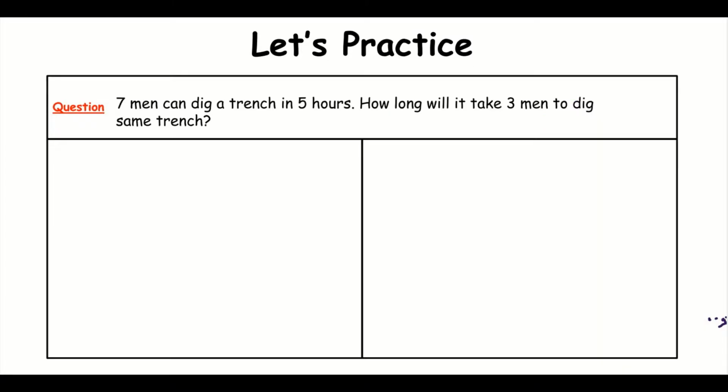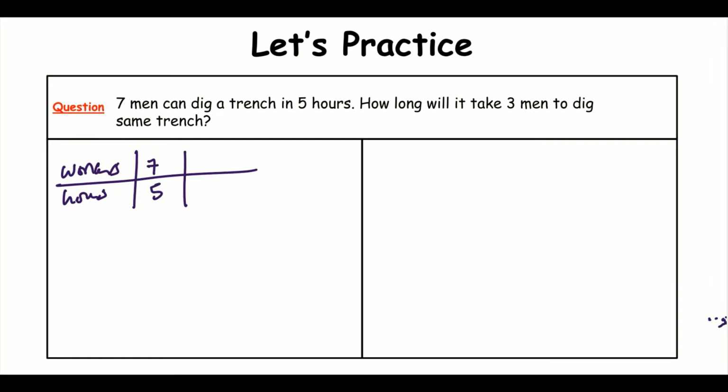Now for the final question in this video. 7 men can dig a trench in 5 hours. How long will it take 3 men to dig the same trench? Now, what we can do, we can draw the table to help us just see the data a bit clearer. So we have workers or men, or site man as Jamaican as a construction man builder. So we can just call them workers. And we have the hours. So we know that 7 men can dig the trench in 5 hours.